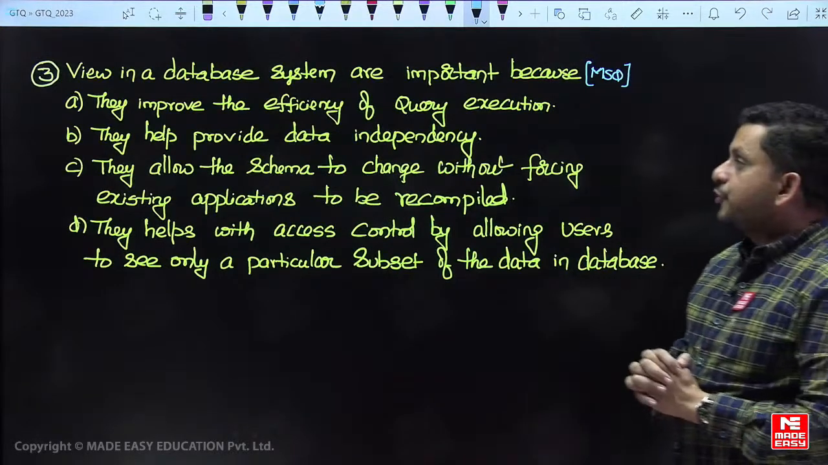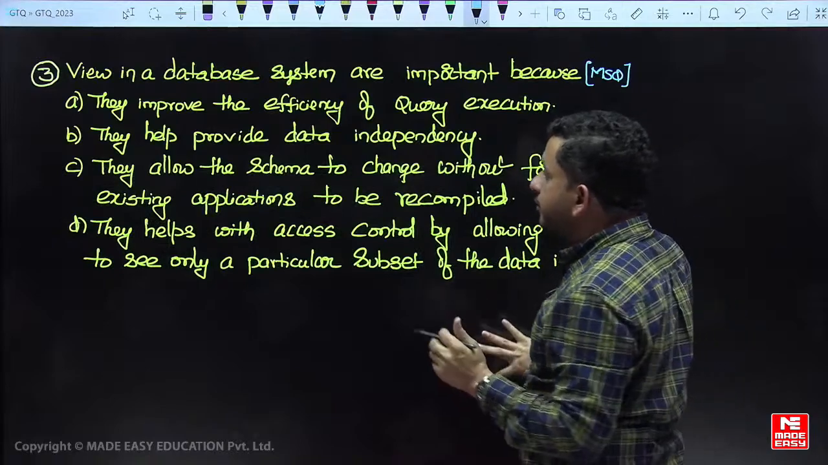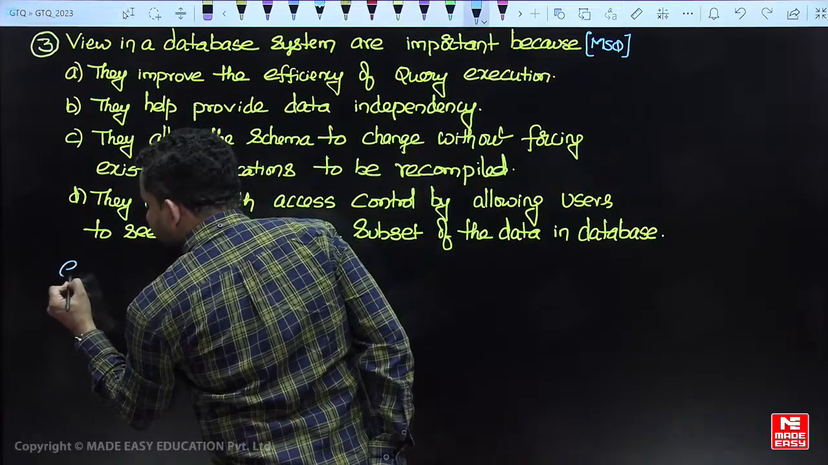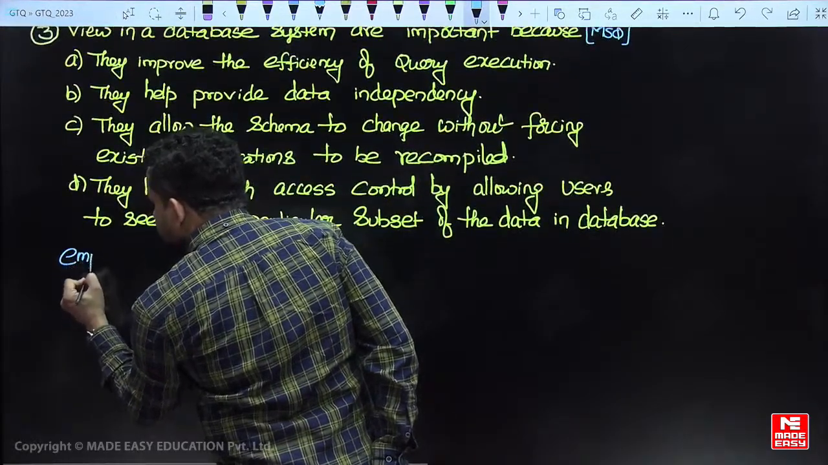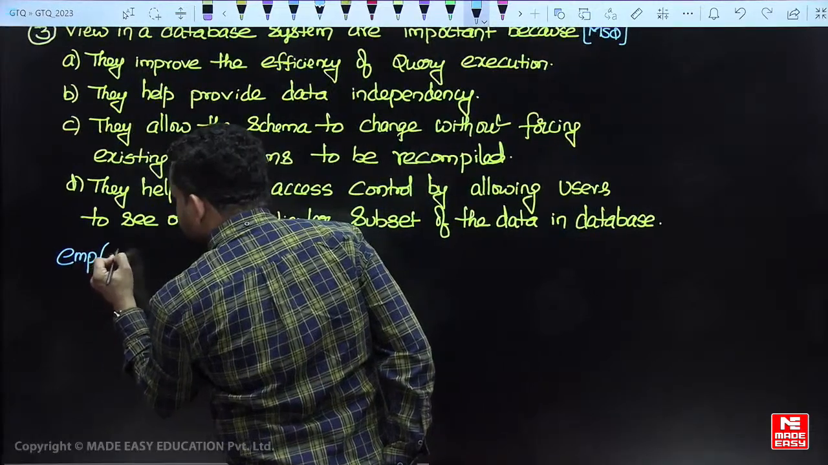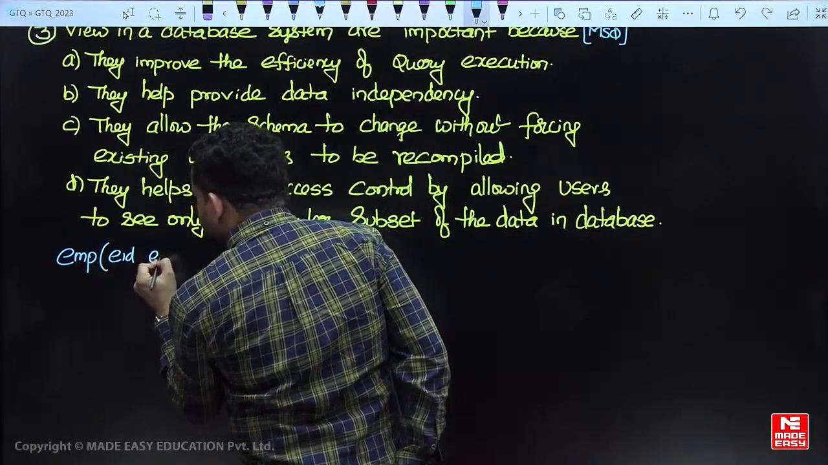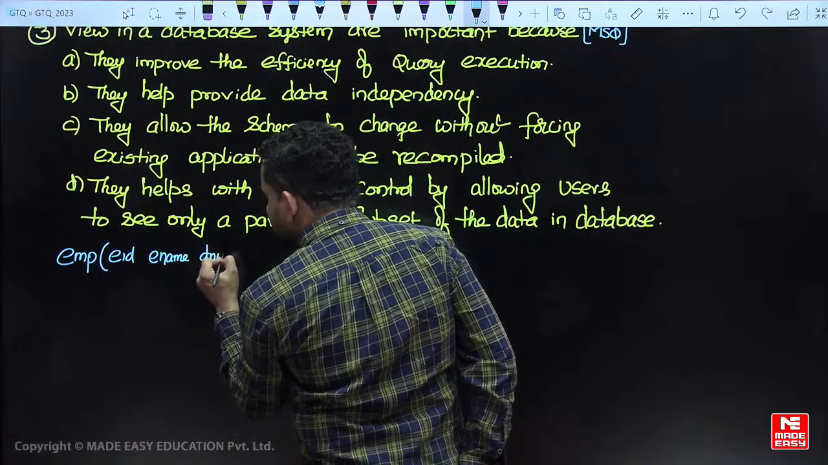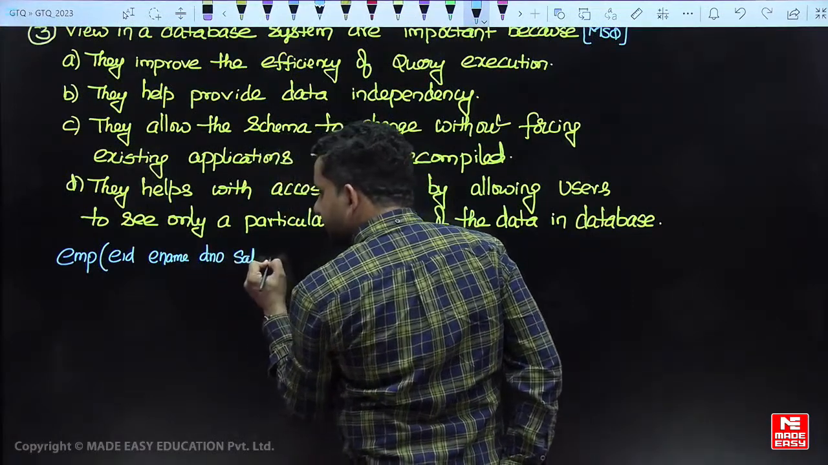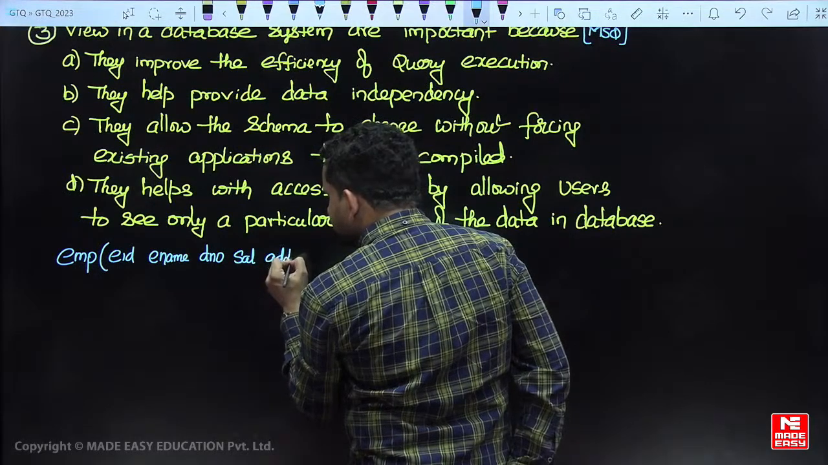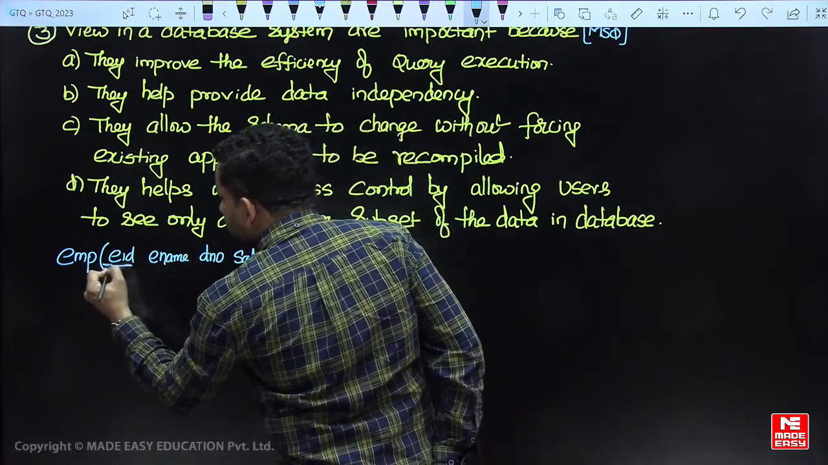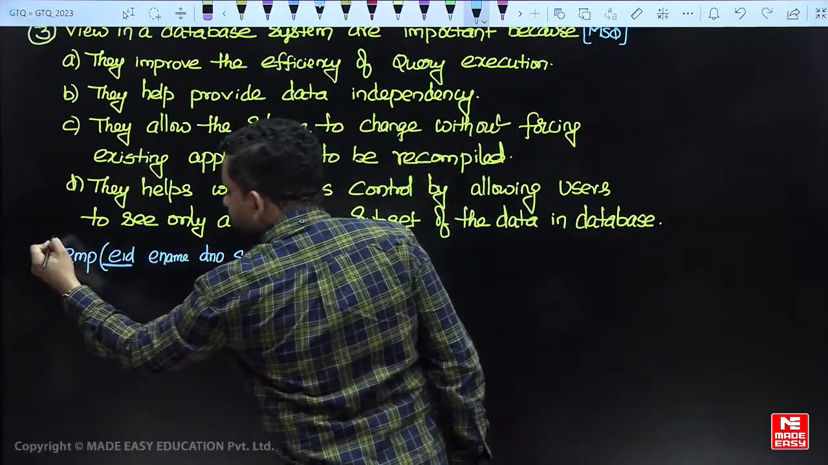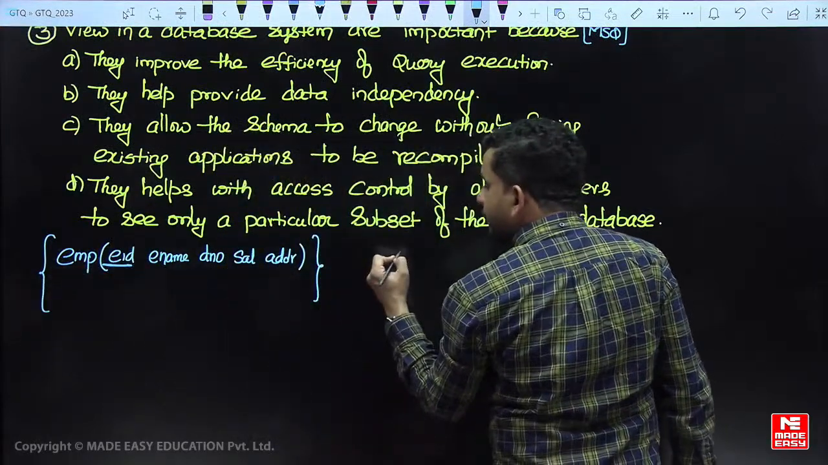So a view is a virtual table. Assume that there is a database table, an employee database, with employee ID, employee name, department number, salary, address, etc. There may be many attributes. We can create a view for this schema. It's a virtual table; data is not stored in the view.